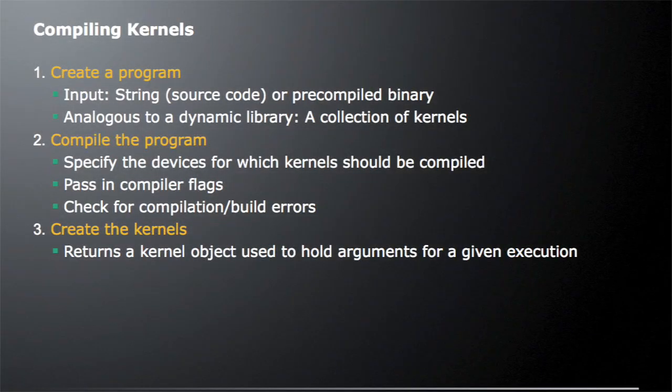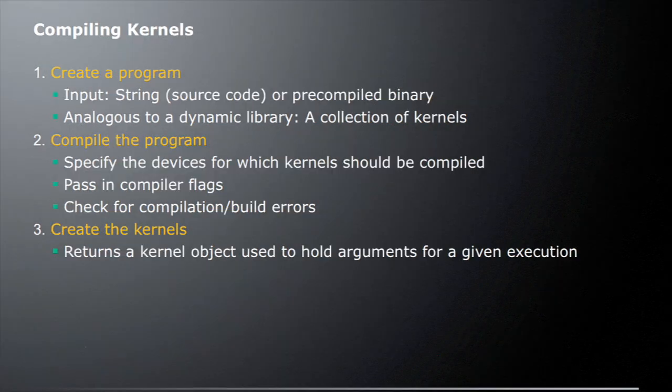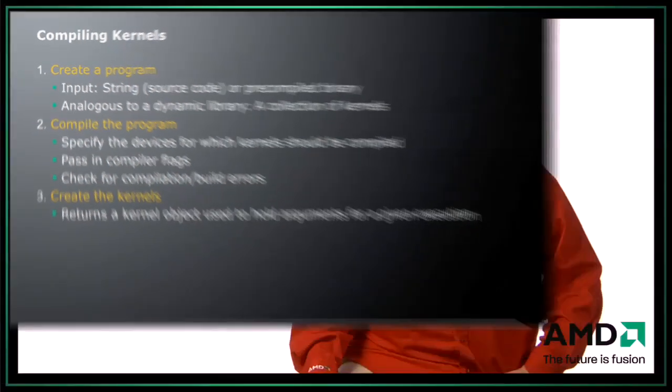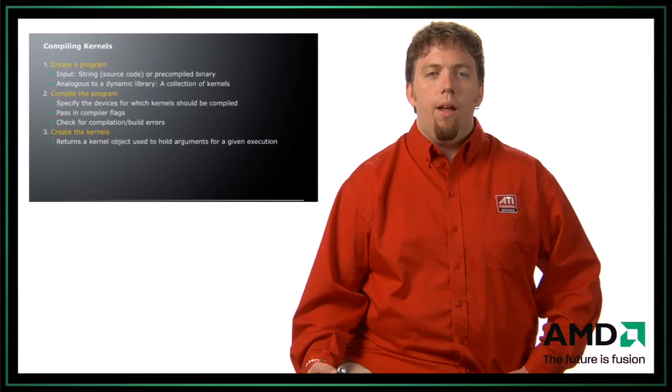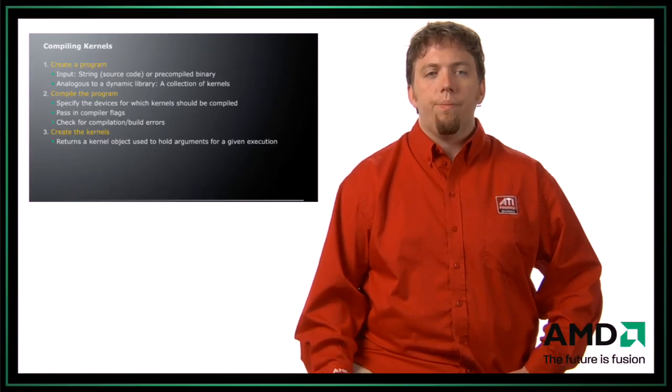Let's look at how we can compile kernels. First, we create a program. The input is going to be a string of source code, or a precompiled binary that we've loaded from disk. You can think of this as a dynamic library. It's a collection of kernels. We have multiple functions we can call into this program object to do certain tasks. Let's say we're doing image processing. We might have something that would scale the size of the image, rotate an image, transpose an image, or any sort of image operation.